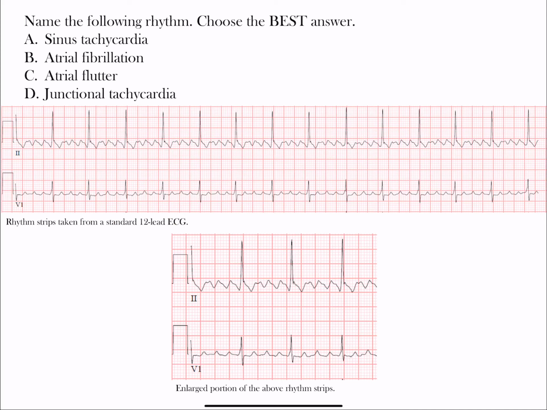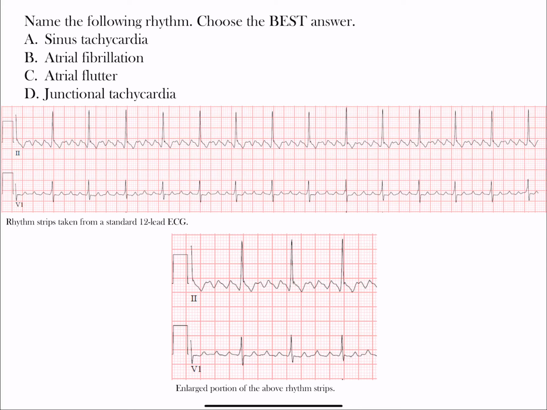Welcome back to the next rhythm challenge. So here we have another rhythm present here. Okay, and it says name the following rhythm, choose the best answer. Our four answer choices are sinus tachycardia, A, atrial fibrillation is B, atrial flutter, C, or junctional tachycardia, D.